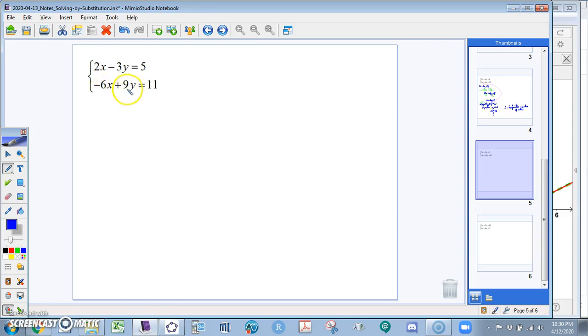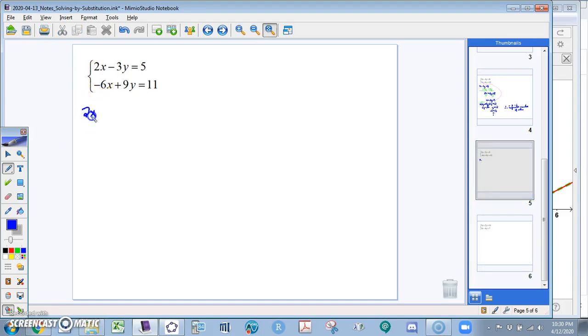But if I look at this one, maybe I'll keep the 9y since it's already positive and I move over. Well, 6 divided by 9 is a fraction, and 11 divided by 9 is a fraction. So I'm not going to be able to avoid any fractions here. I'm going to have to work with some fractions. I think dividing by 2 gives me the easiest fractions to work with.